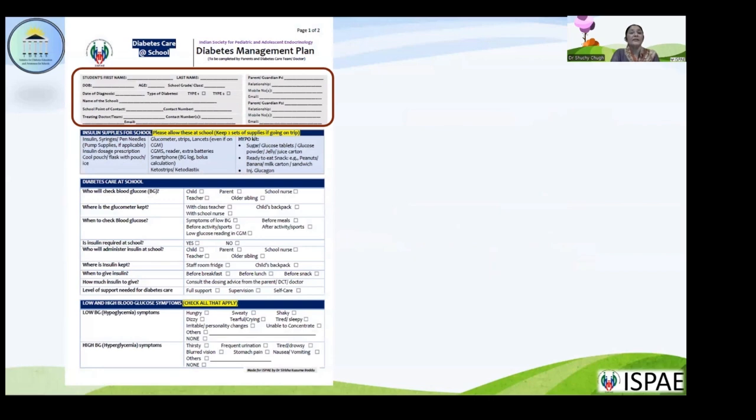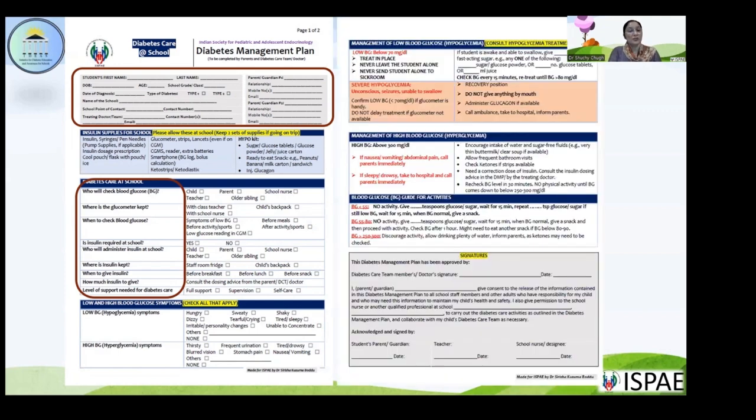You can find the diabetes management plan leaflet at the ISPE website. This information should be filled in properly. It should have the student's name, date of birth, and the type of diabetes, because sometimes children do have type 2 diabetes also. It should also say who will check the blood glucose level, where the glucometer is kept, when to check blood glucose, whether insulin is required, where the insulin is kept, when to give insulin, and how many units. All these need to be noted.